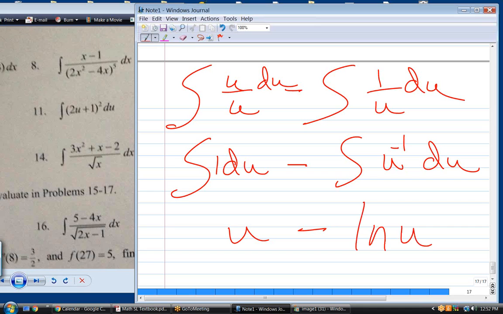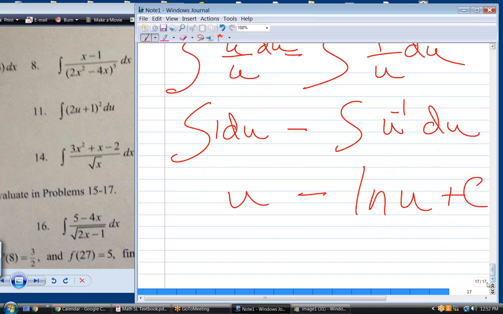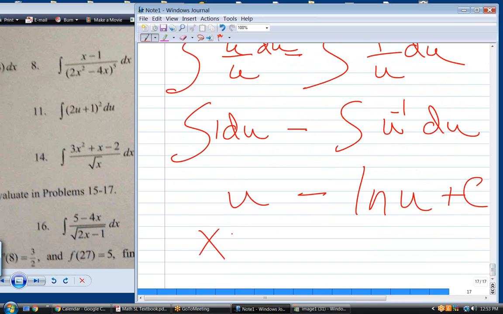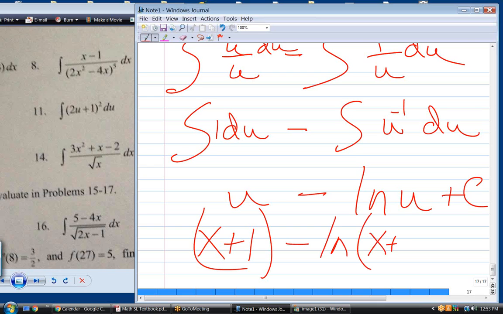Remember what the derivative of natural log was. It was 1 over u. So the integral of 1 over u is natural log of u plus c. Okay, well u was x plus 1. So my answer is x plus 1 minus the natural log of x plus 1 plus c.